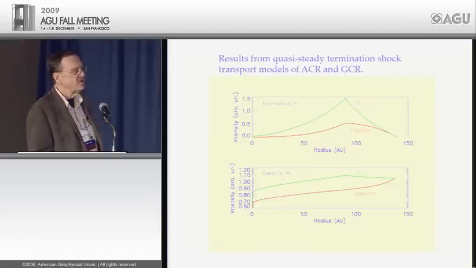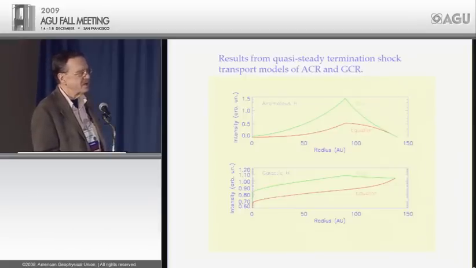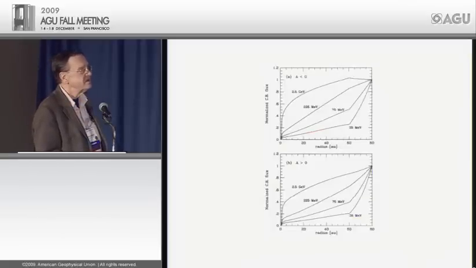Prior to some 20 years ago, people would carry this model only out to the termination shock, but now we know that considerable modulation occurs beyond, and Frank was emphasizing that in his talk earlier.